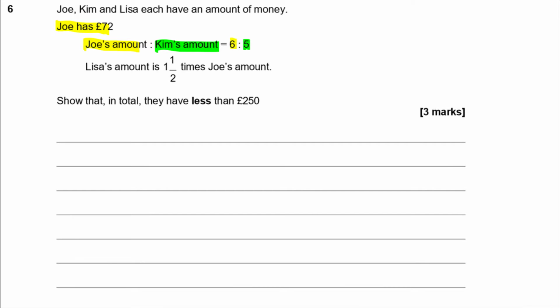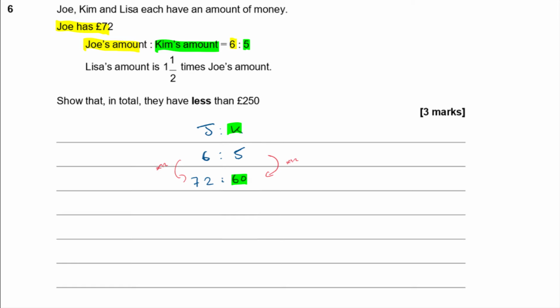Okay, so let's start with that one then. So Joe to Kim is in the ratio of 6 to 5, but we know that Joe is 72, which is how many times bigger than 6? 6 goes into 72 12 times. So if I times that up by 12, I get 72. So if I times this one up by 12, 12 lots of 5, that's equal to 60. So I make Kim's amount equal to 60.